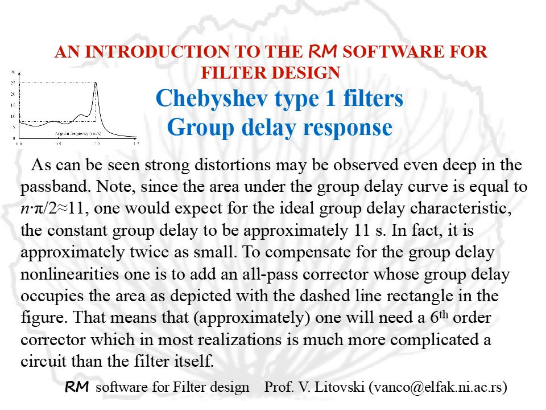To compensate for the group delay nonlinearities, one is to add an all-pass corrector whose group delay occupies the area depicted with the dashed line rectangle in the figure. That means that approximately one will need a 6th order corrector, which in most realizations is a much more complicated circuit than the filter itself.